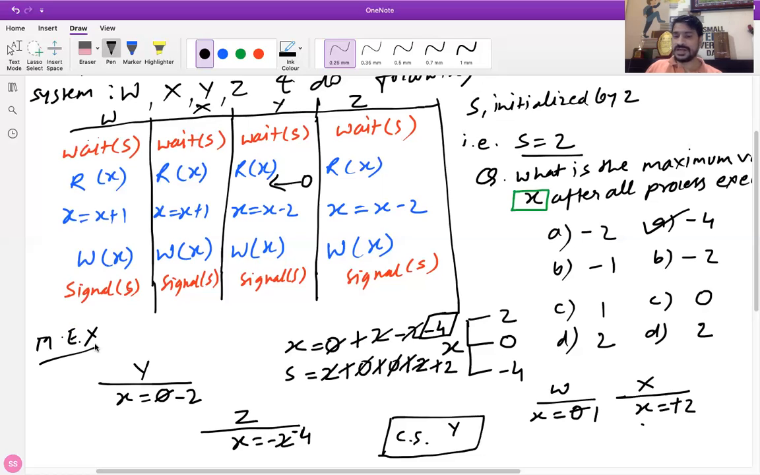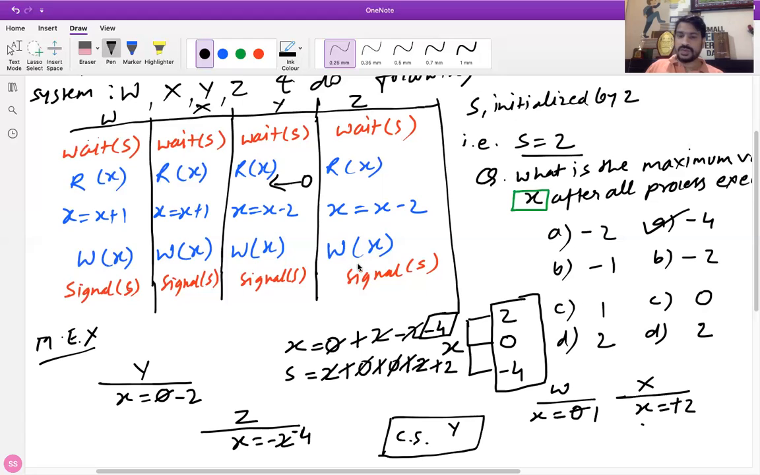What is a race condition? A race condition is when two or more processes are executing in the critical section. That's why you are getting different values of X. In one execution, you are getting the value of X as 2. In another execution, you are getting -4. If you do another type of execution, you might get another value of X. So your system will be in an inconsistent state, and this is the classic example of a race condition.